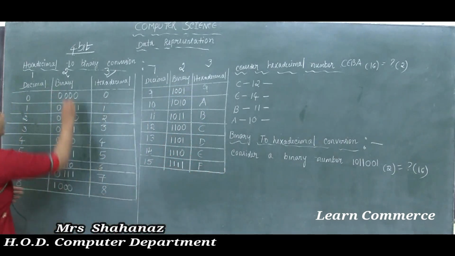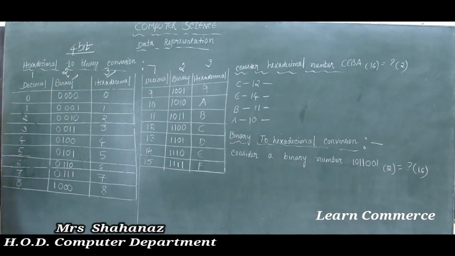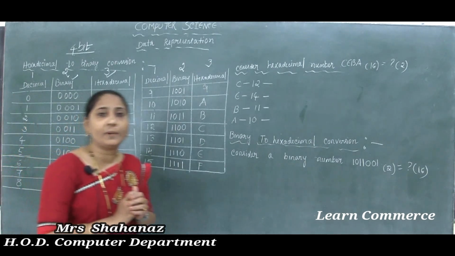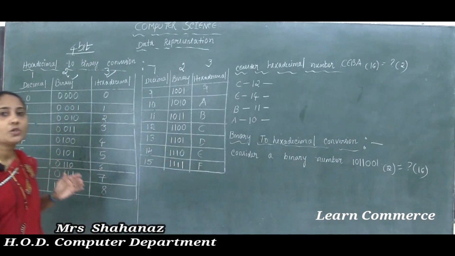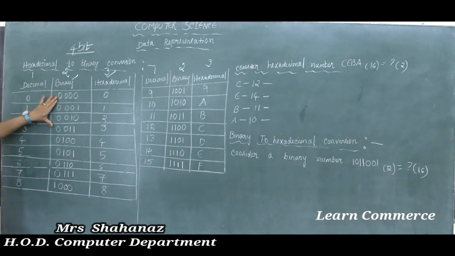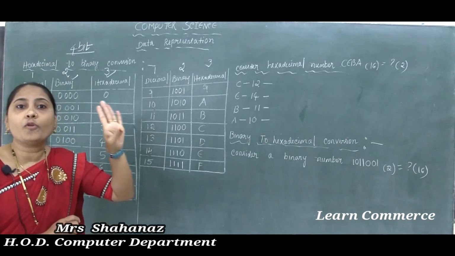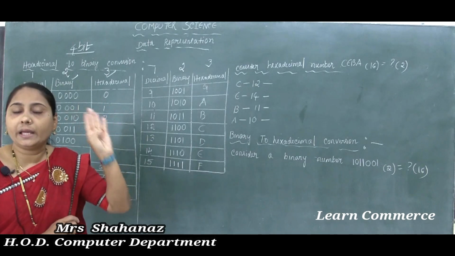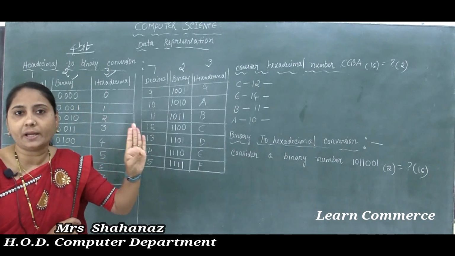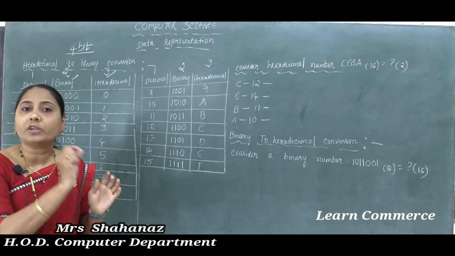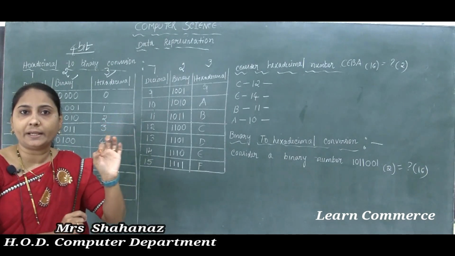Now let's talk about the binary. How are we going to complete the binary column? I will tell a very easy method to complete the binary column here. First of all, we know that each group has 4 bits in binary. Clear this point here. Each group has 4 bits here, as we know that in our octal digit each group contains 3 bits.